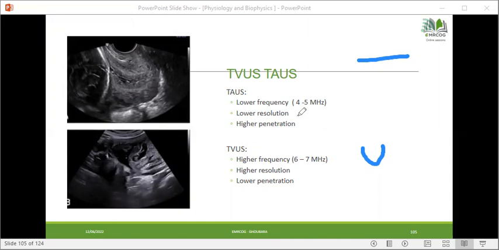The only advantage of transabdominal probes is the higher penetration. This is the area of conflict. How? Let me explain it quickly.